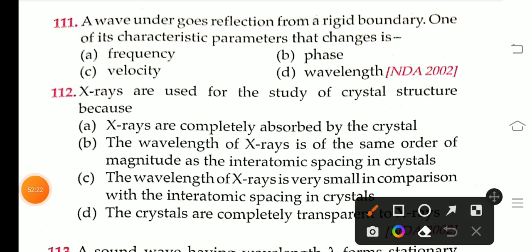Next, a wave undergoes reflection from a rigid boundary. One of its characteristic parameters that changes is. Right answer option B, phase.